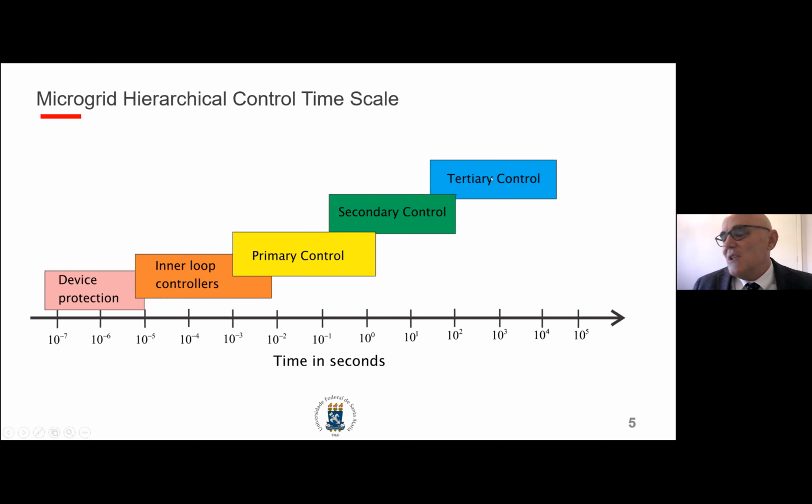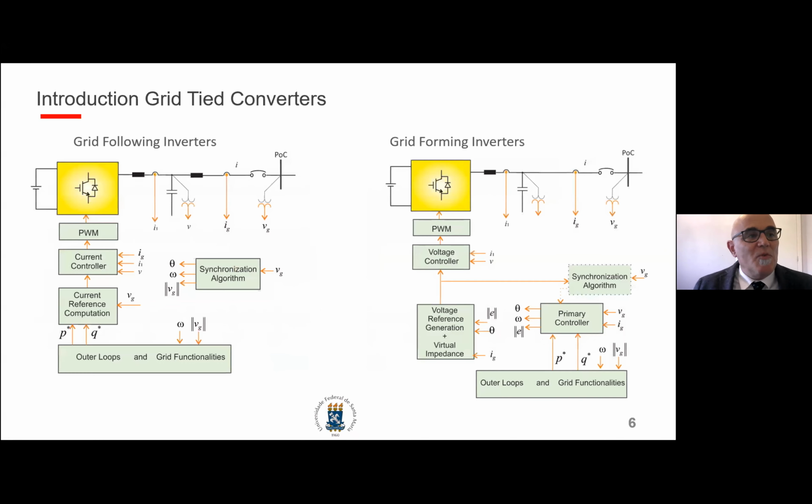And then you move to tertiary control. That also is not a topic of our conversation over here. This is economic dispatch, trying to make the microgrid operate in environmental or even economic terms, to give some return to the owner of the microgrid. Well, let's move on.